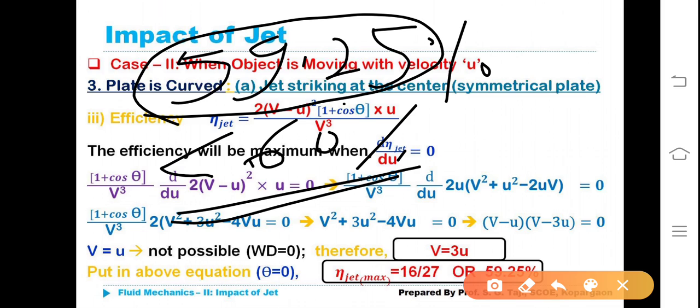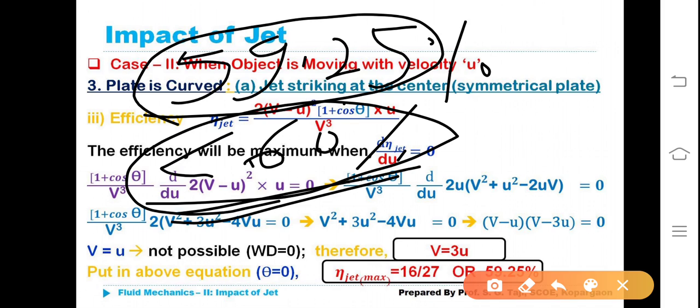Such technical questions may be asked in competitive examinations such as GATE, MPSC, UPSC and others. How? The question may be like this: when a symmetrical curved plate is moving and the fluid jet is striking at the center of the plate, what would be the maximum efficiency in this case? Four options will be given: just less than 60%, 60%, just more than 60%, none of the above. Then you have to give the answer just less than 60%. This is one way of asking.